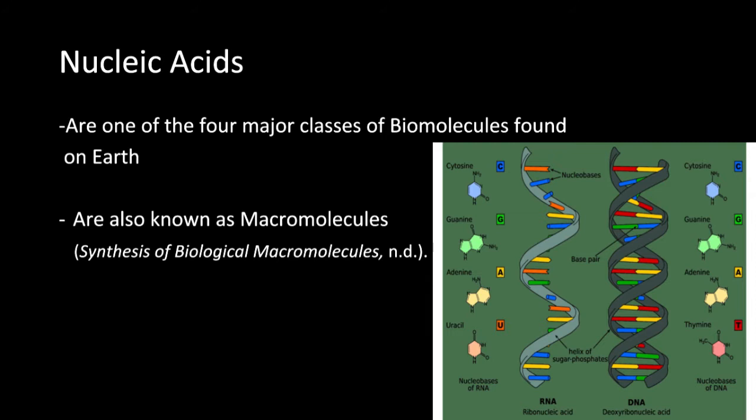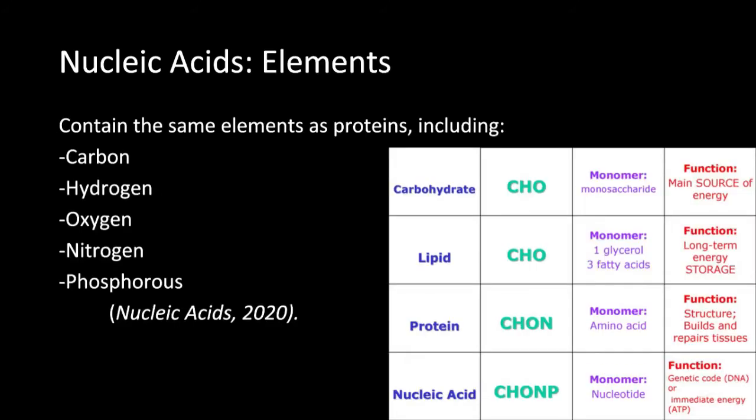So, what are nucleic acids? These are one of the four major classes of biomolecules found on Earth. They are also known to be macromolecules, larger molecules. So, what are the basic units of nucleic acid or the elements? The elements contained are carbon, hydrogen, oxygen, nitrogen, and phosphorus. Because carbon is so ubiquitous, that's why it's called an organic molecule.